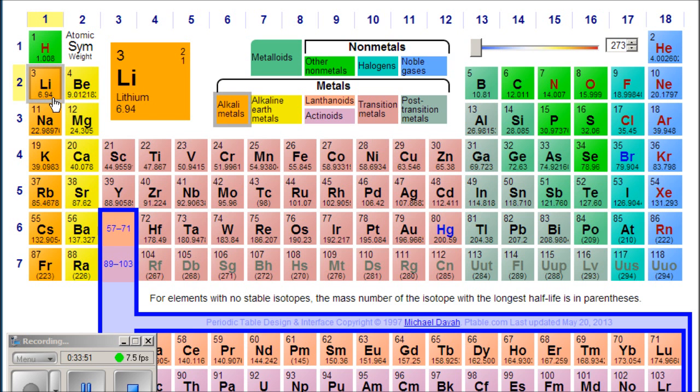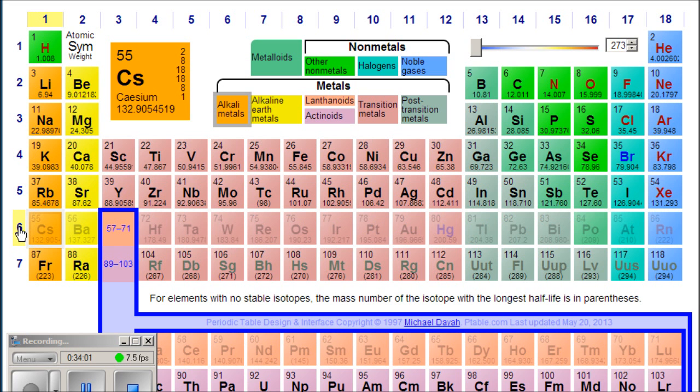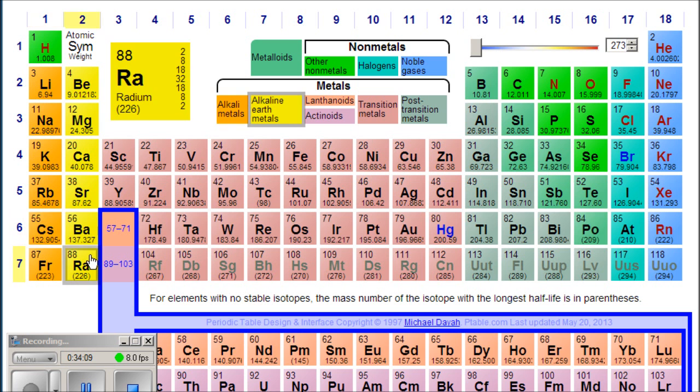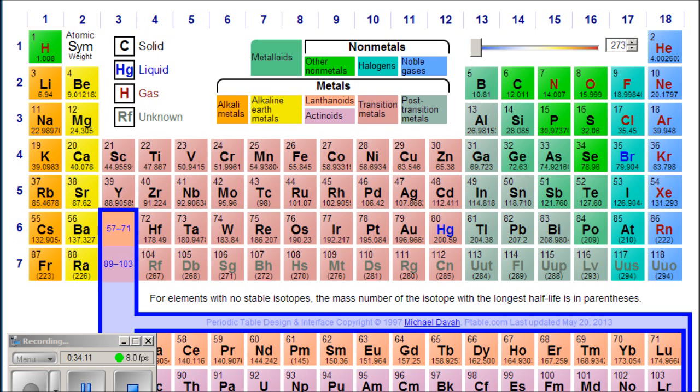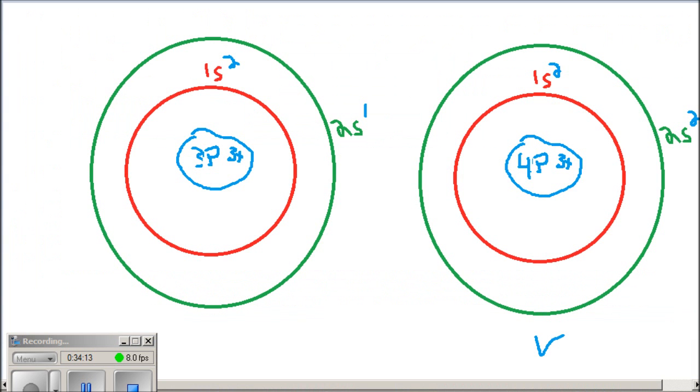So they have orbitals that are smaller, and that means that the electron's going to be closer to the nucleus. And cesium has an outermost electron in the 6s orbital, so therefore it has the furthest away electron. It has the least attractive force to the nucleus. So it's going to have the lowest ionization energy.